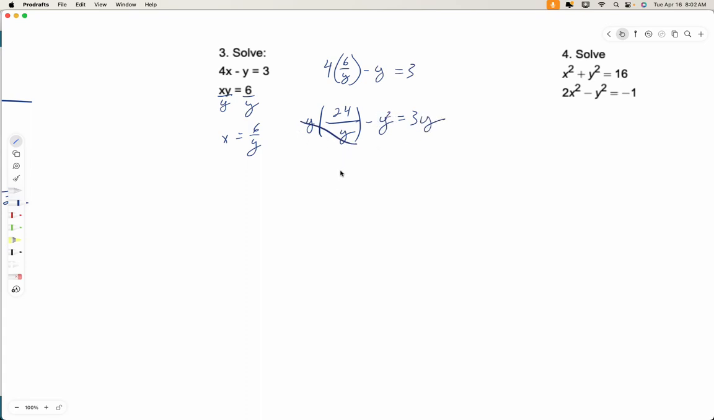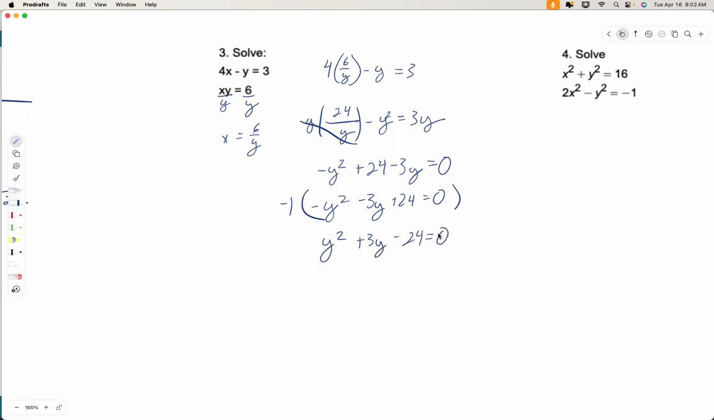So what I get is negative y squared plus 24 minus 3y is equal to 0. Let me rearrange that: negative y squared minus 3y plus 24. And I don't like that negative y, so I'm going to multiply everything by negative 1. So what I get is y squared plus 3y minus 24 is equal to 0.